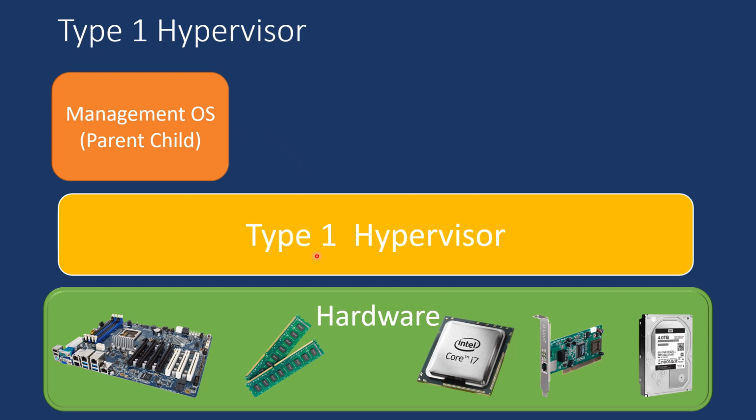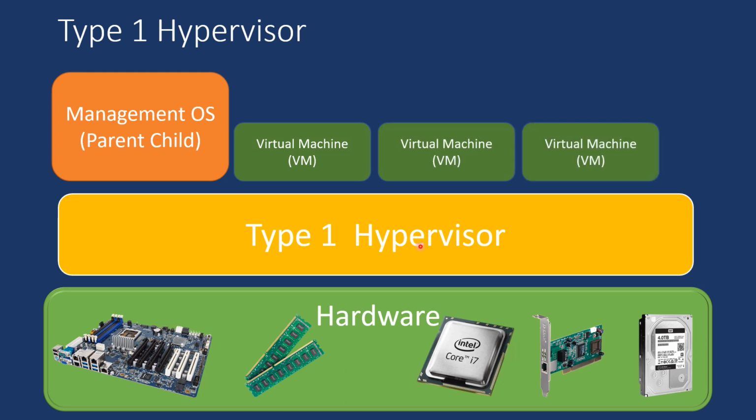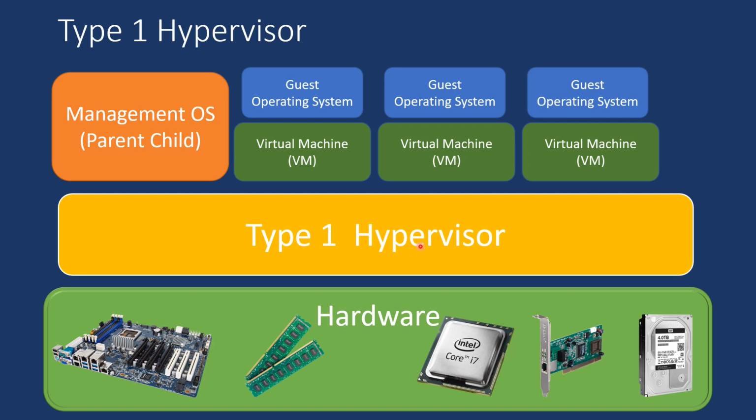But the difference between type 1 hypervisor and the previous one, as you can see, is that type 1 hypervisor is now directly on top of the hardware. It can communicate directly with the hardware without any need for any operating system. Now, since I have a hypervisor, again, I can create as many virtual machines as I want, and I can install operating systems on the virtual machines.